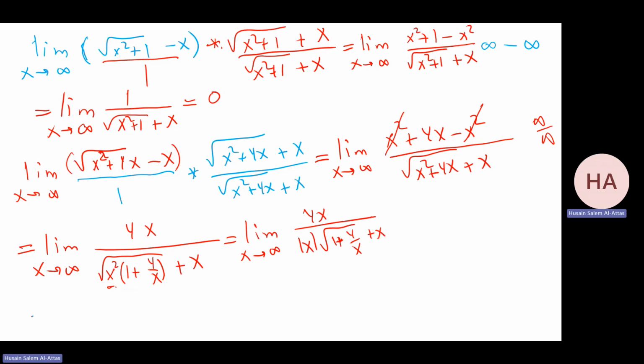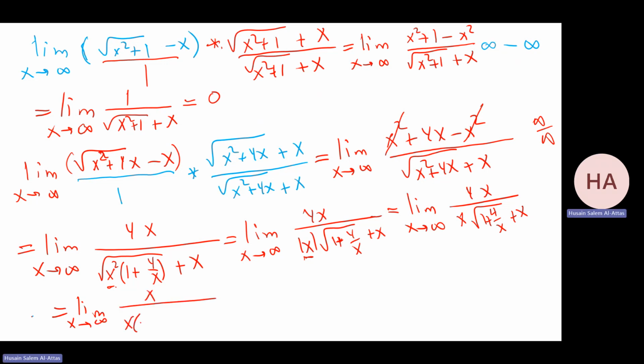So I hope that you remember what we did before in Math 101. Okay, limit as x goes to infinity of 4x over what? This is x. Since x goes to infinity, the absolute value will be x only, plus x. Now I can take x as a common factor. In the denominator, you have what? x times square root of 1 plus 4 over x, plus 1. x cancelled. Now I can apply the limit. You have 1 times square root of 1 plus 0, plus 1. So you have 1 over 2.